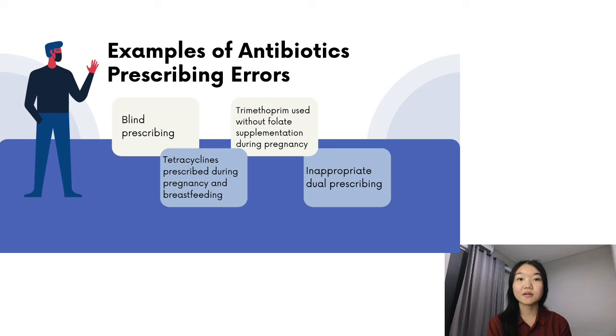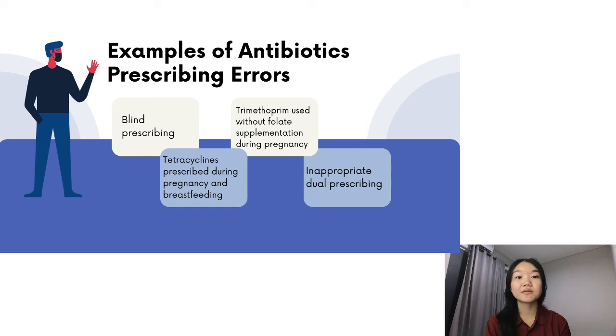Other errors include tetracyclines prescribed during pregnancy and breastfeeding, which may cause dental discoloration in the child. Next is trimethoprim used without folic acid supplementation during the first trimester of pregnancy in a woman at risk of folic acid deficiency. This condition increases the risk of congenital malformation due to trimethoprim's folate antagonist effect.